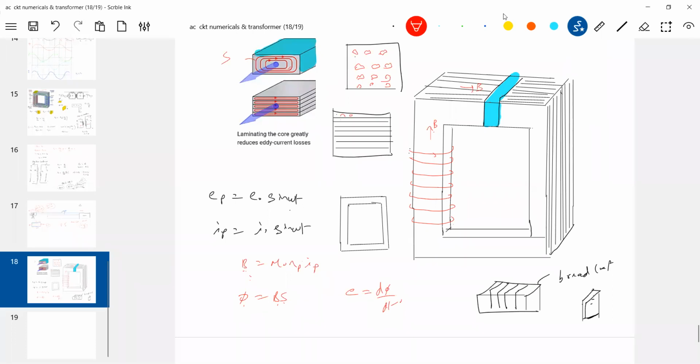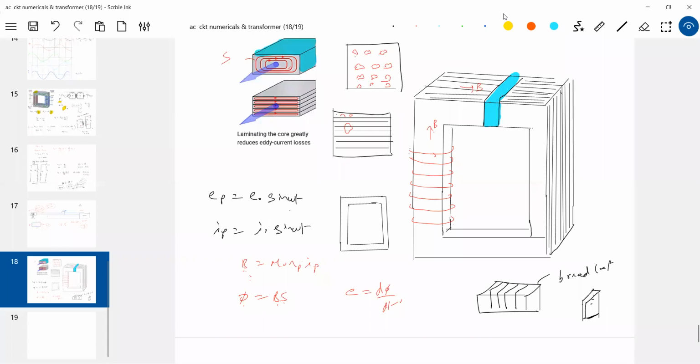Earlier, the eddy current wanted to flow like this. But here, what happened? This black color line, what is it? It's like a non-conducting substance which will not permit the eddy current to complete the loop. If it doesn't complete the loop, what happens? The heat generated will be minimized. The eddy currents will be minimized here. So by laminating the core.